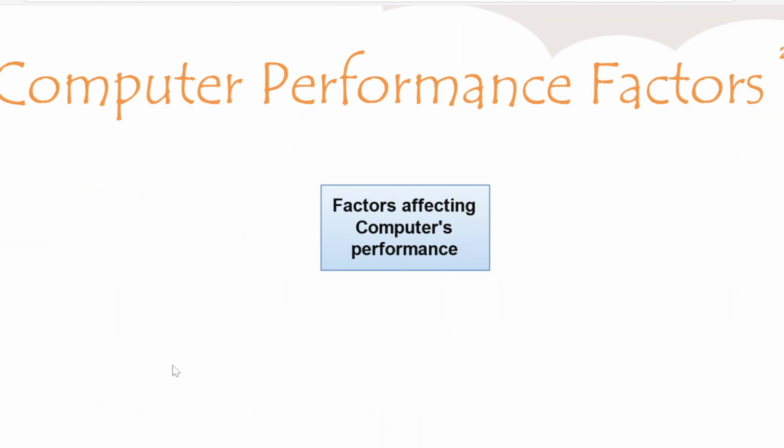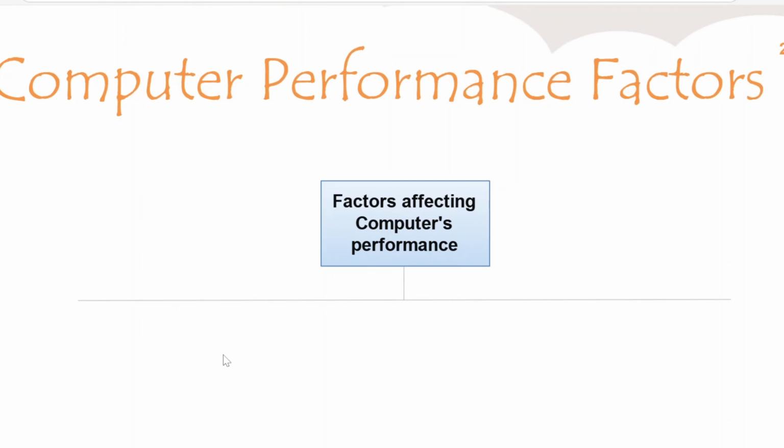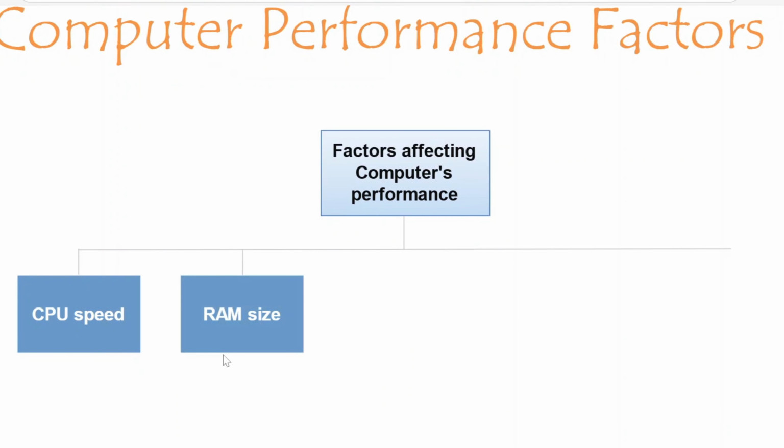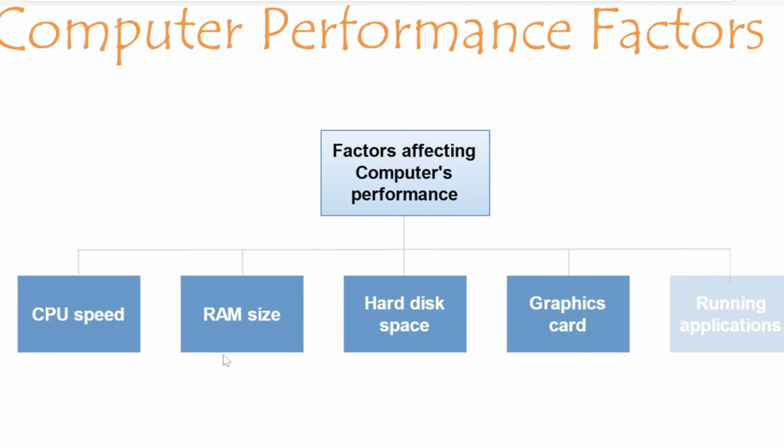Finally, the overall performance of a computer system depends upon various factors such as CPU speed or clock speed, RAM size, hard disk type, graphics card, and the number of applications running simultaneously. It's important to take into consideration these factors when it comes to the performance of a computer. Click each factor to learn how it affects a computer's performance.